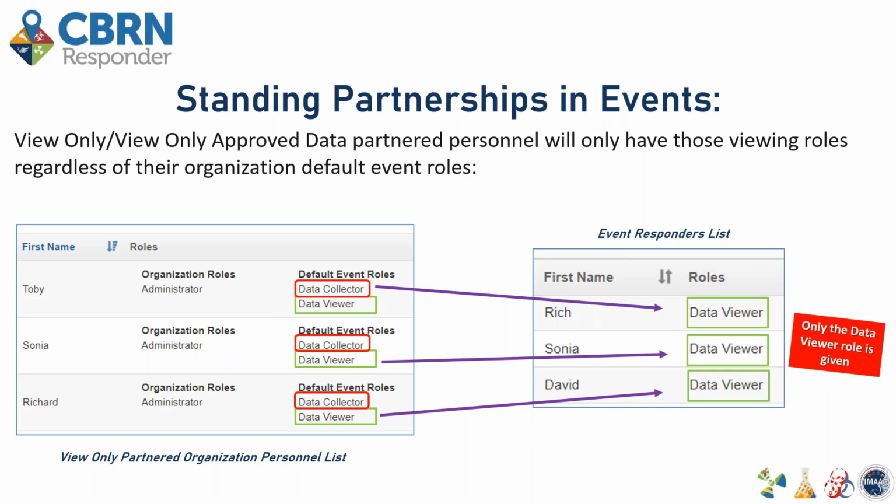For view-only and view-only approved data partnered personnel, they will only have those viewing roles regardless of their organization default roles. So for example, these individuals at their organization level have the data collector and data viewer role. However, if they are added as a view-only partner, they will only receive the data viewer role on your event.